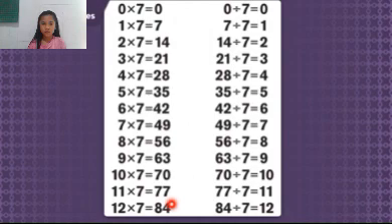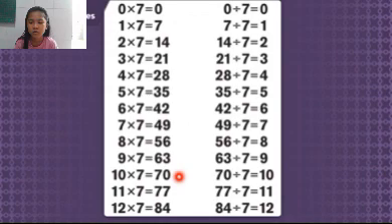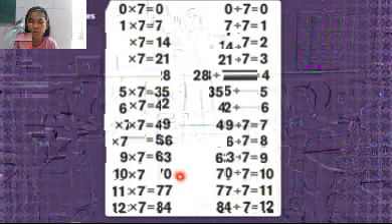Girls are going to start by saying 0 times 7, and boys, 63. Letter C, 2 times 7 equals? 14. Good. Letter D, 3 times 7 equals? 21. Yes. Letter E, 4 times 7 equals? 28. Good. Letter F, 5 times 7 equals? 35. Yes. Letter G, 6 times 7 equals? 42. You've got it. Letter H, 7 times 7 equals?